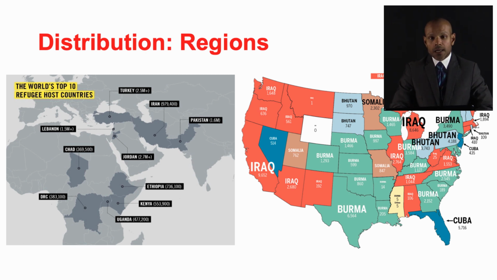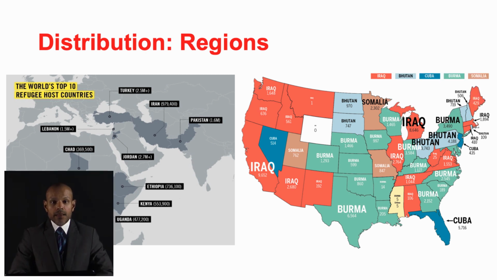In the United States, North America, they tend to receive some refugees from around the world. And in the US context, we see refugees from Iraq, from Bhutan, from Cuba, from Burma or Myanmar, Somalia as examples, and different refugees are assimilated into different regions within the United States.